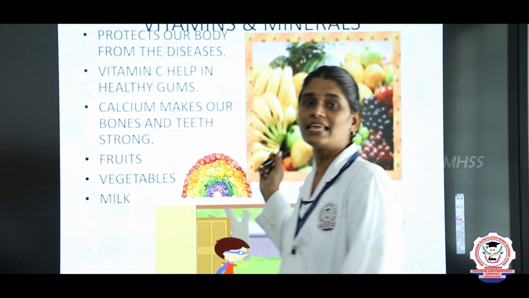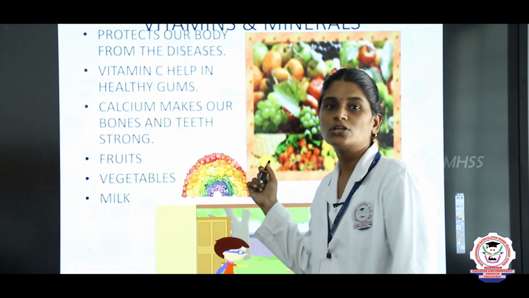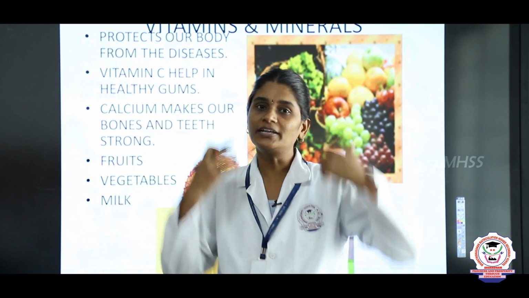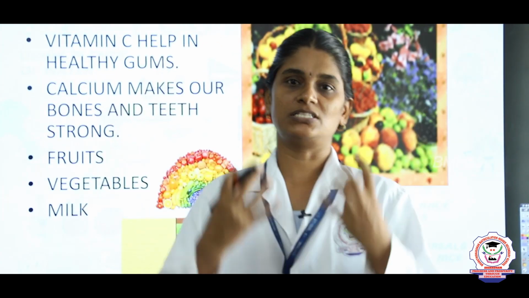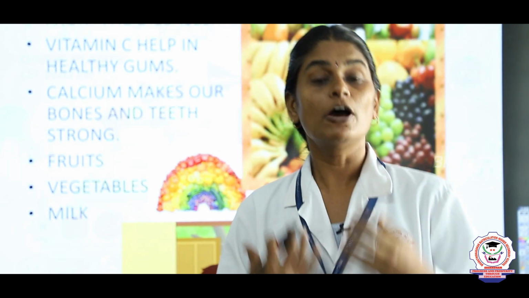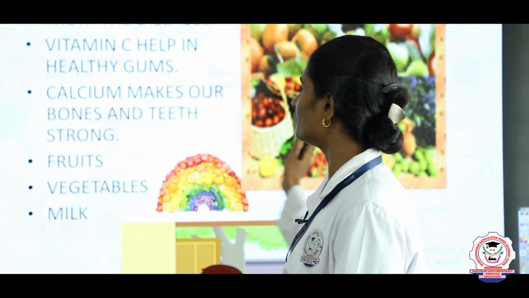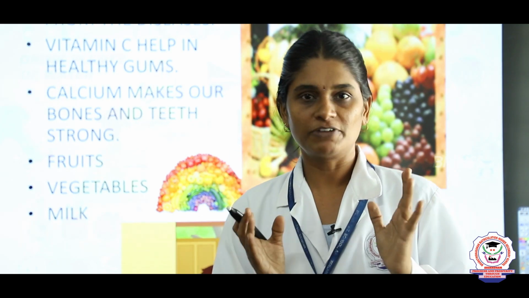So next we will see about vitamins and minerals. So these vitamins and minerals protect our body from diseases. So you have to protect your body from the diseases. So you should eat more amount of fruits and vegetables. So fruits and vegetables are rich in high amount of vitamins and minerals.